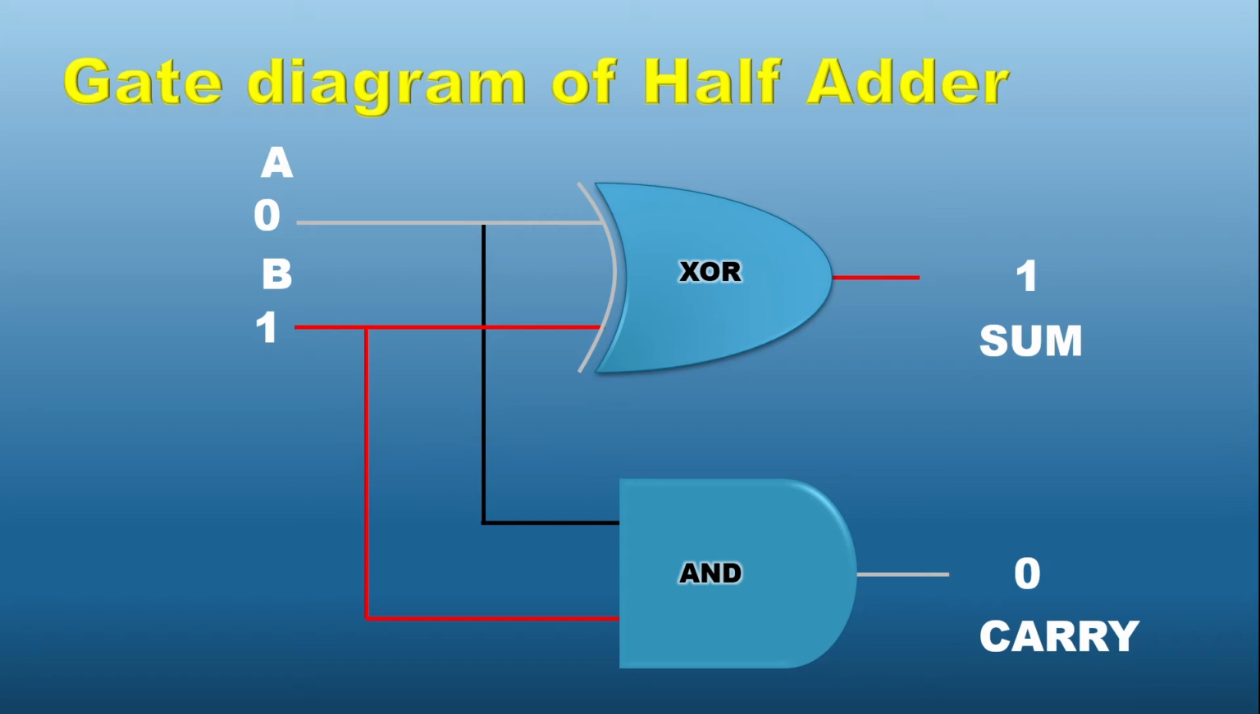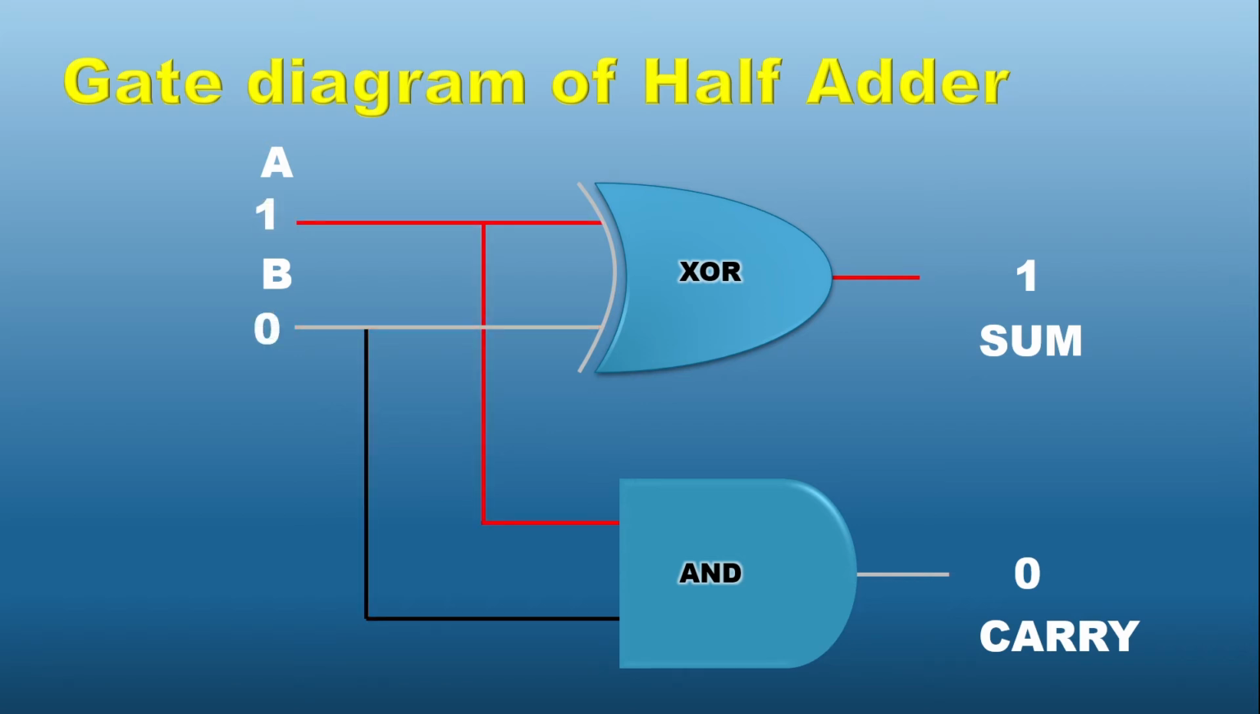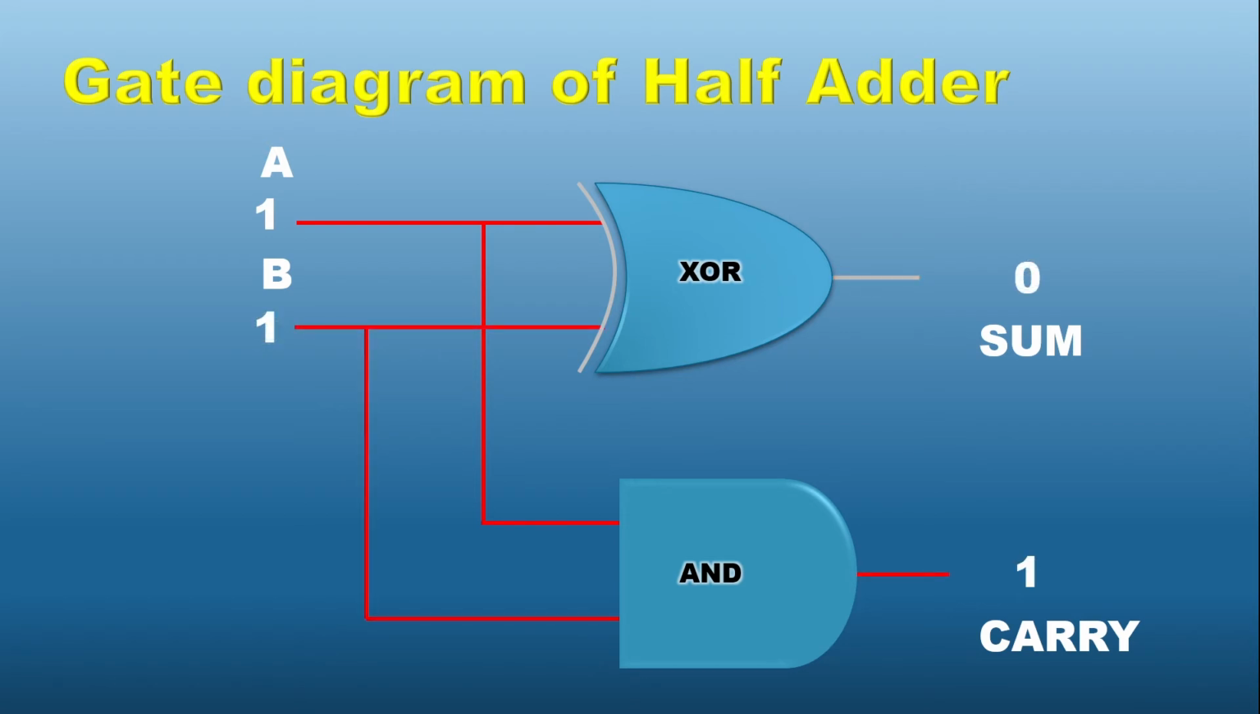An AND gate makes the condition false as both the inputs are not high. So at carry, the output will be 0. If we toggle the input, meaning A becomes 1 and B becomes 0, then still the obtained output would be the same. But when both inputs become 1, then the XOR gate makes the condition false as both the inputs are the same, hence generating output 0 at sum, and the AND gate makes the condition true as both the inputs are high, hence generating output 1 at carry.